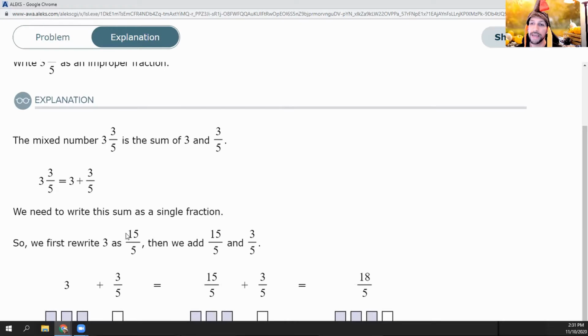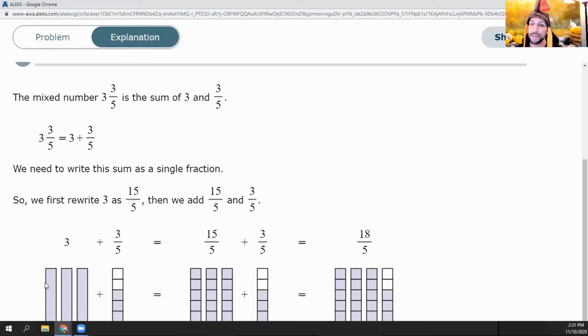rewrite 3 as 15/5. And then we can add these two fractions together since they now have the same denominator. Visually, this looks like breaking up our 3 wholes into 3 5/5. In other words, each whole gets cut in 5, so there's 5/5 in a whole. And then we count 15 plus 3 is 18/5.